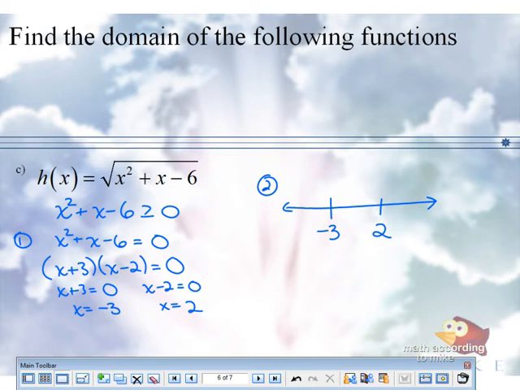How's everyone so far? Step 3, pick a number from each section. So give me a number that's less than negative 3. Negative 4. Between negative 3 and 2. 0. Bigger than 2. 30.